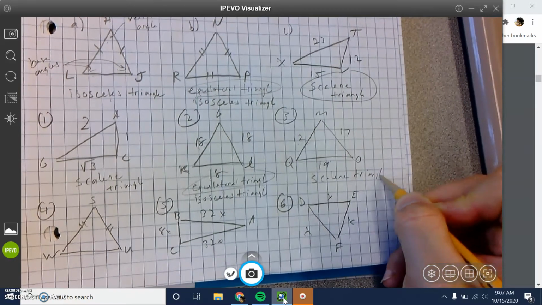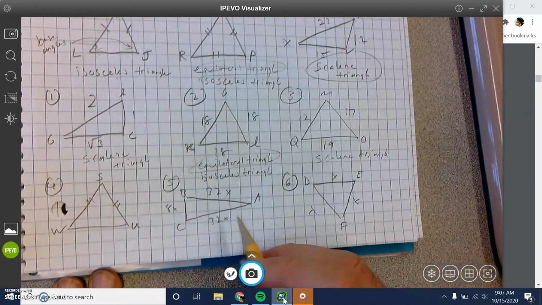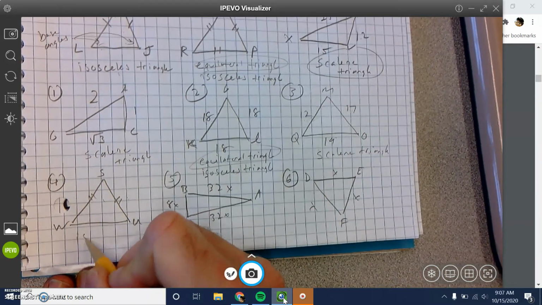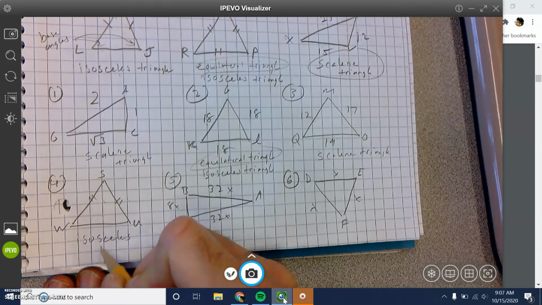If you didn't get this right, you're fixing it on your paper. Ooh, 4. What do we call this? Ooh, two sides congruent. This is just an isosceles triangle.